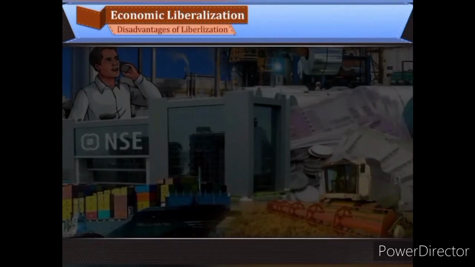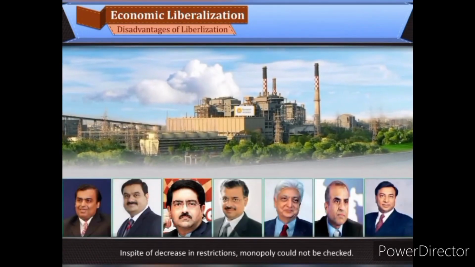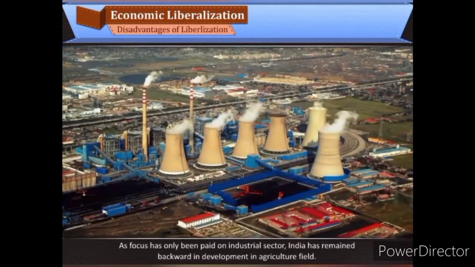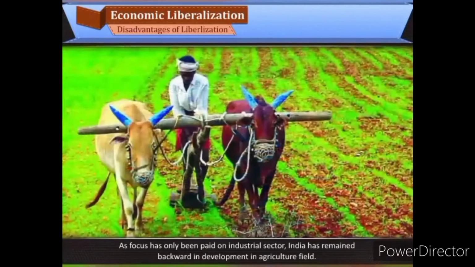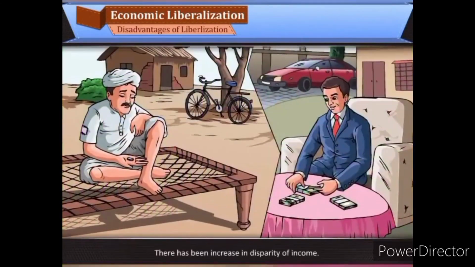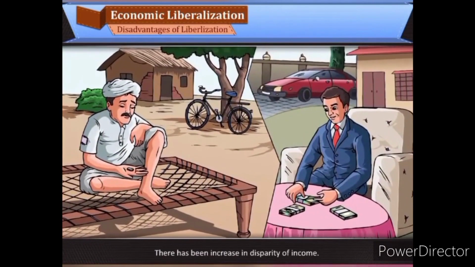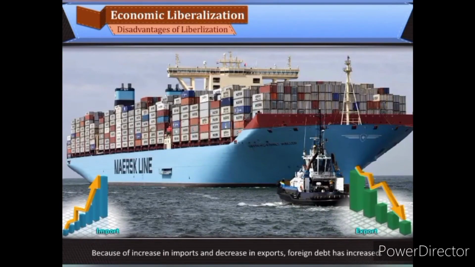Disadvantages of liberalization. In spite of the decrease in restrictions, monopoly could not be checked. As focus has only been paid on the industrial sector, India has remained backward in development in the agriculture field. There has been an increase in disparity of income. Because of the increase in imports and decrease in exports, foreign debt has increased.